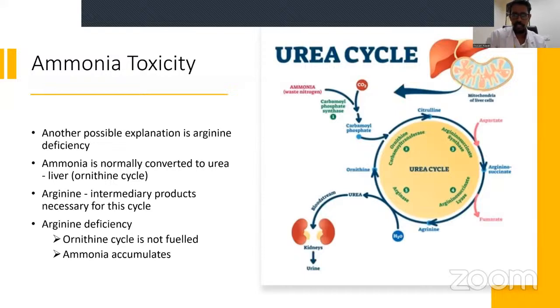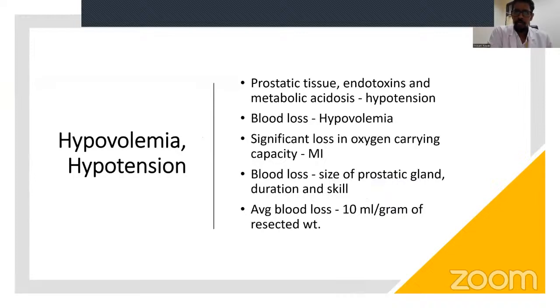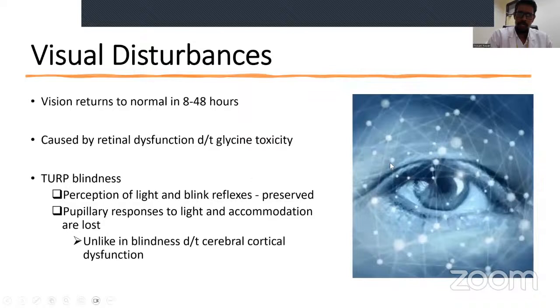Coming to hypovolemia and hypotension, this could be due to absorption of prostatic tissue fragments, endotoxins, and metabolic acidosis. Again, blood loss could be there. Blood loss is a significant part of TURP. About 10 ml per gram of resected tissue is the estimated blood loss. So if there is a large prostate, or operating for a longer time, or adequate skills are not there, this could lead to an increased amount of blood loss.